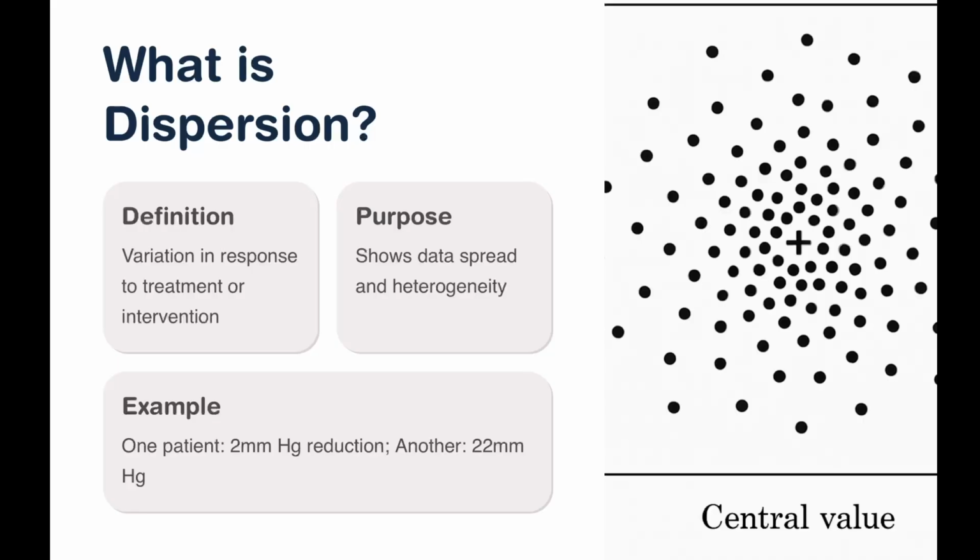And there is something called dispersion. How do we define dispersion? It's the variation in response to treatment or intervention. It shows how data is spread and the heterogeneity. For example, one patient might have a 2 millimeters of mercury reduction, another 22 millimeters of mercury. So even though there is a central value, there are certain individuals or participants who might have different values. This is captured by the dispersion.